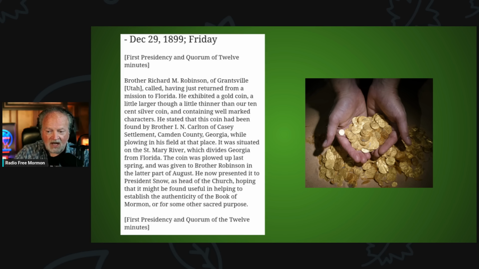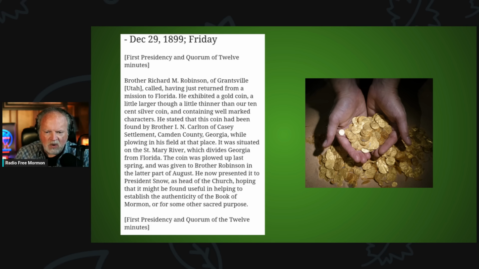Now, the third and last coin that we're going to talk about here is from 1899. This is the First Presidency and the Quorum of the 12, their minutes from the end of the year, right before it turned over to 1900. It involves Richard M. Robinson of Grantsville, Utah, who called on the First Presidency, I'm guessing, having just returned from a mission to Florida. He exhibited a gold coin, a little larger though a little thinner than our 10-cent silver coin, and contained well-marked characters.